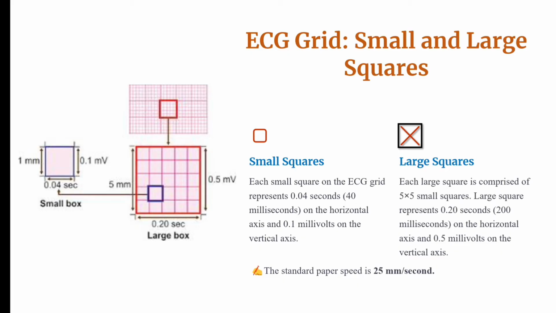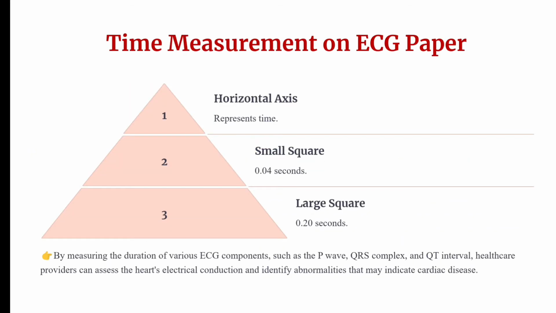Additionally, calibration marks on the paper ensure that the machine is correctly calibrated to produce accurate readings. ECG grid, small and large squares. The ECG grid consists of both small and large squares, which provide an easy way to measure time and voltage. Each small square represents 0.04 seconds horizontally and 0.1 millivolts vertically, while each large square, composed of 5 small squares, represents 0.20 seconds horizontally and 0.5 millivolts vertically.